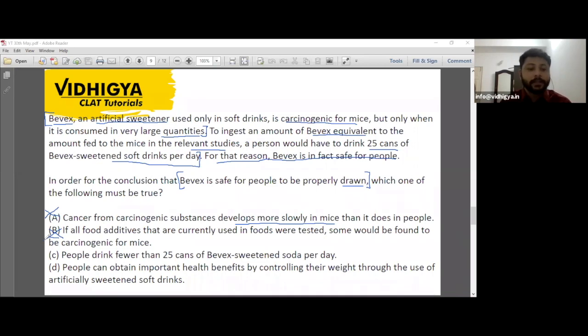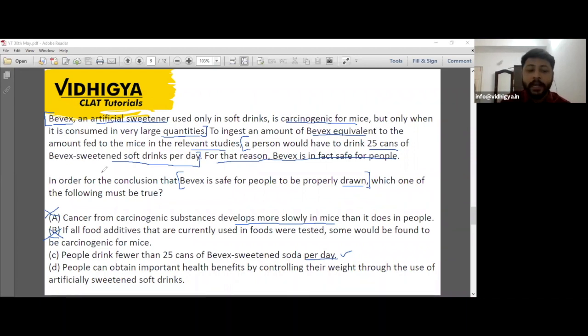See, people drink fewer than 25 cans of Viveks sweetened soda per day. This is for sure is going to be the correct answer. In the single go, you can judge that it is going to be the correct answer. Why? Because for that reason, Viveks is in fact safe for the people is given here, directly mentioned. And the reason coded here was a person would have to drink 25 cans of Viveks sweetened soft drink per day. So it can directly be concluded that nobody drinks more than 25 cans of Viveks sweetened soft drink per day. That is why we are saying that it is in fact safe for people.